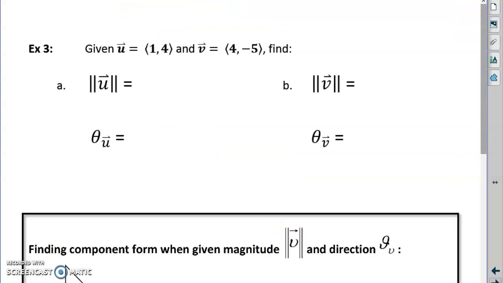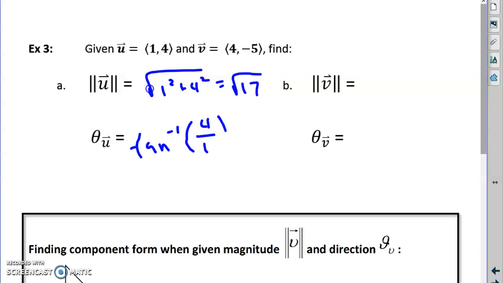All right, so we're going to take vector u, 1, 4, find its magnitude. We're not going to draw them. 1 squared, 4 squared, 16 plus 1, radical 17. Tan inverse of y over x, tan inverse of 4 over 1 equals 76 degrees.